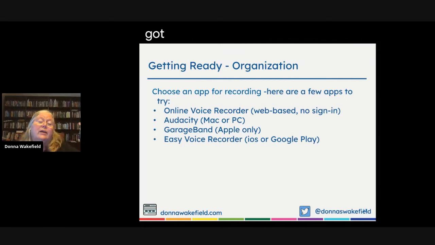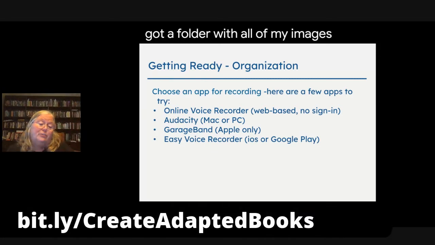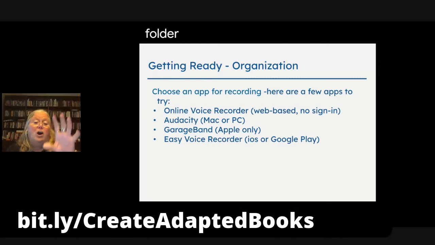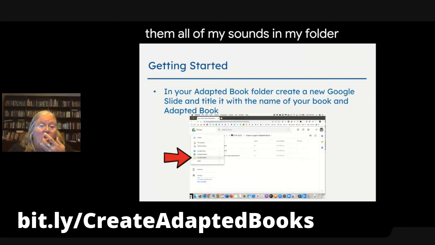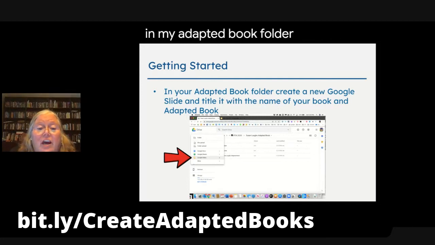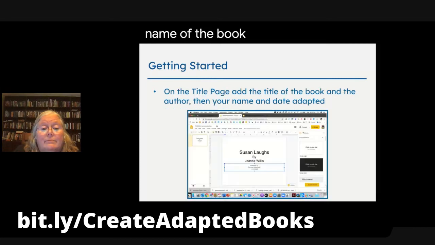So now I've got a folder with all of my images, a folder with all of my sounds. Now in my adapted book folder, create a Google slideshow and title it with the name of the book. So the book I'm adapting is Susan Laughs.